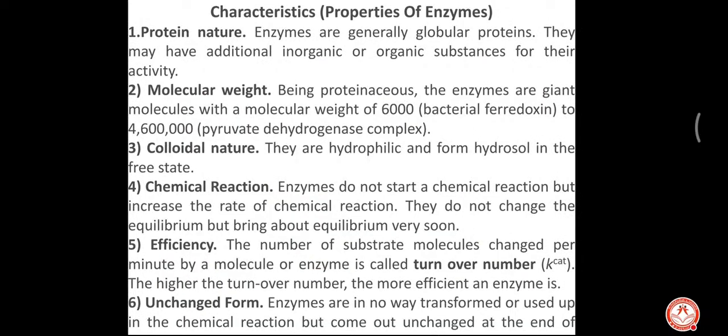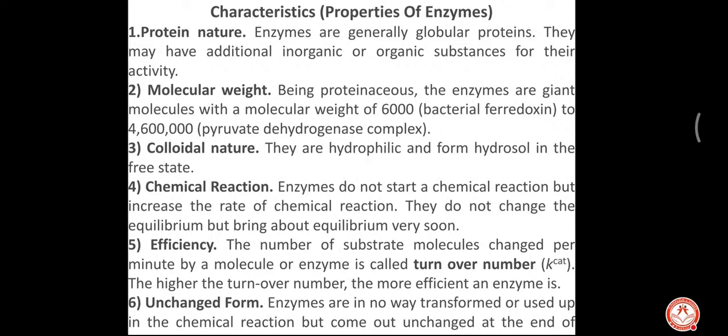Characteristics or properties of enzymes. All enzymes are proteins in nature. They are globular proteins. They have a molecular weight of 6,000 Daltons to 460,000 Daltons. Colloidal in nature. Enzymes do not start a chemical reaction but only increase the rate of reaction. The number of substrate molecules changed per minute by a molecule of an enzyme is called its turnover number or its efficiency. The higher the turnover number, the more will be the efficiency of the enzyme.